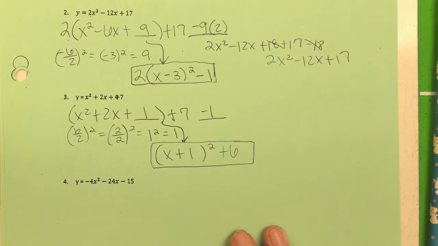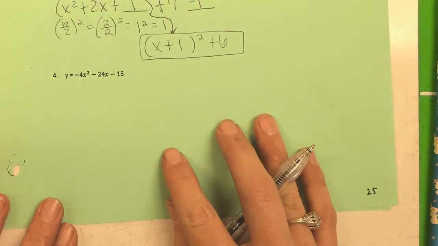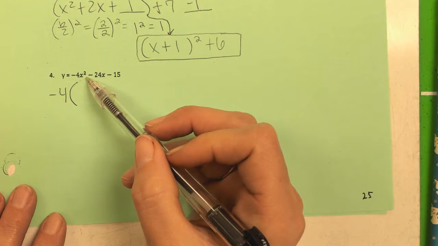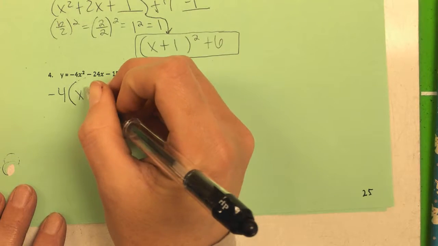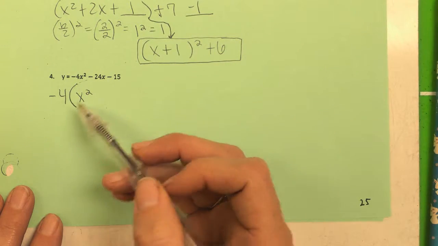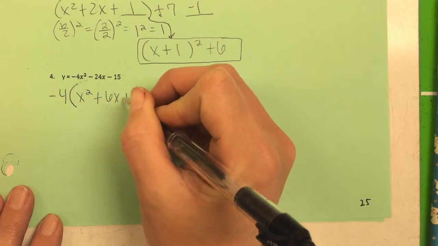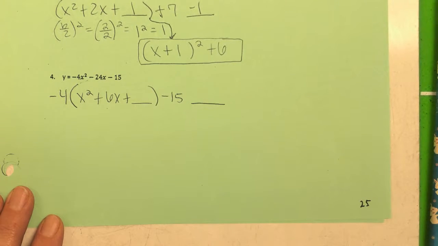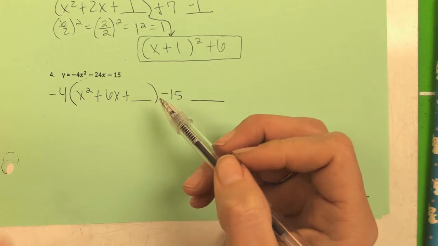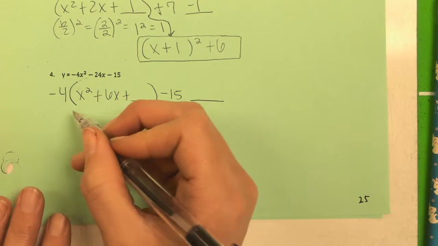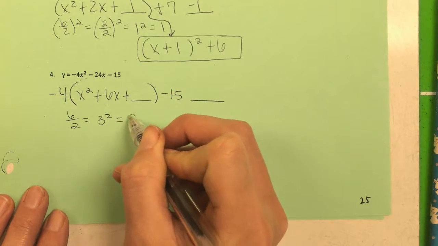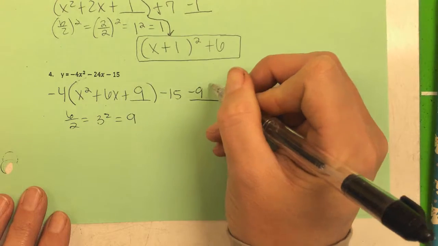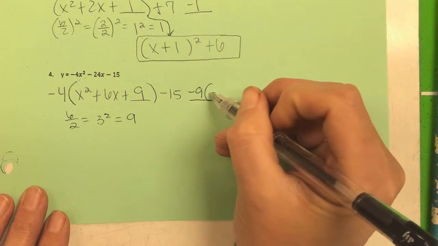Okay. So moving on to the last one, what is our a? Correct, it's going to be negative 4, so let's bring that out. What is negative 4x squared divided by negative 4? That's going to be x squared. Negative 24x divided by negative 4, positive 6x. I'm going to put a plus blank. On the outside will be negative 15, and I'm going to put a blank. What goes in here? That's going to be b, which is 6, divided by 2, which is 3 squared, which is 9. So over here should be minus 9, and then don't forget the times negative 4.